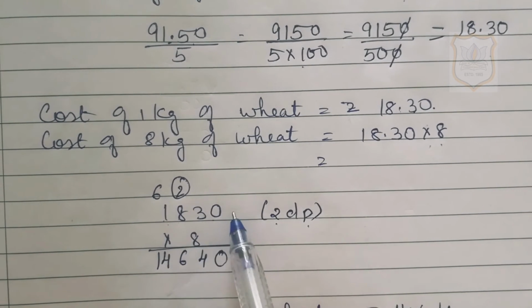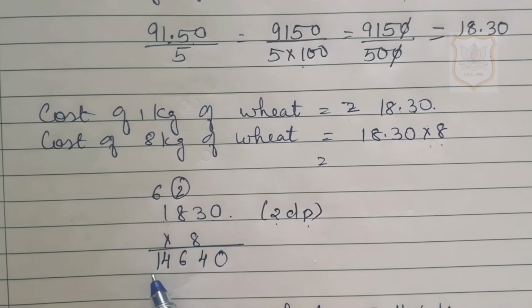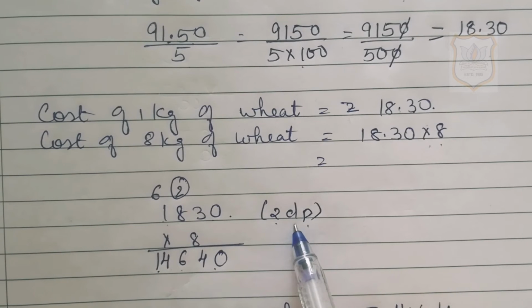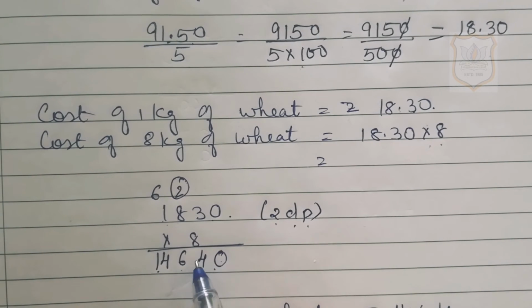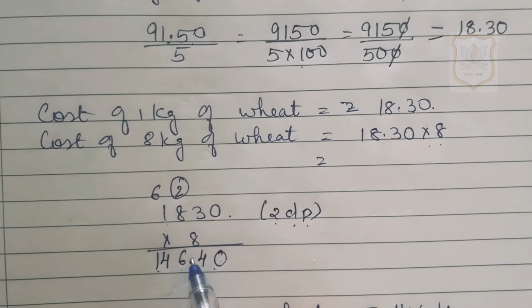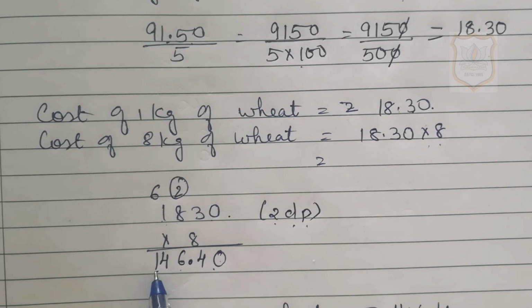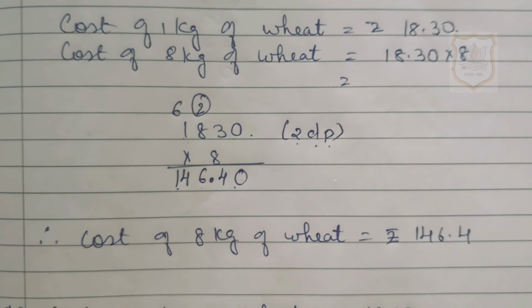So by multiplying 1830 by 8 we will get 14640. Now here 2 decimal points are given, so before 2 digits we will place a decimal, so we will get 146.40. Therefore cost of 8 kg of wheat is equals to rupees 146.40.